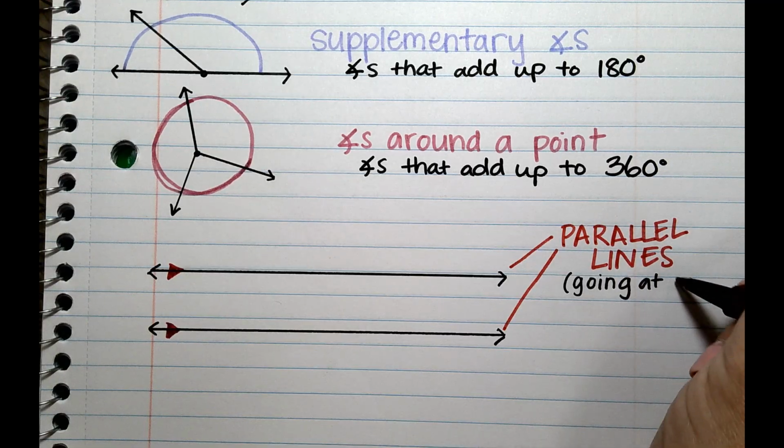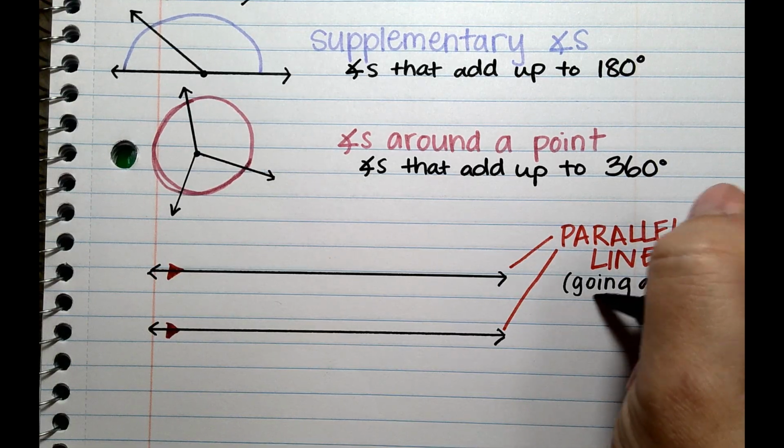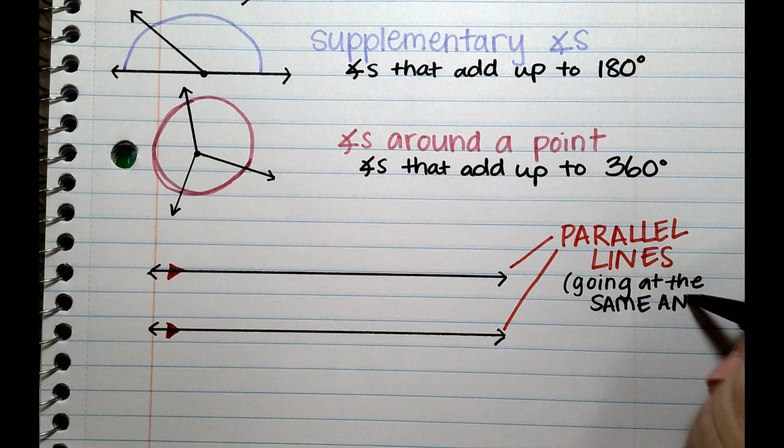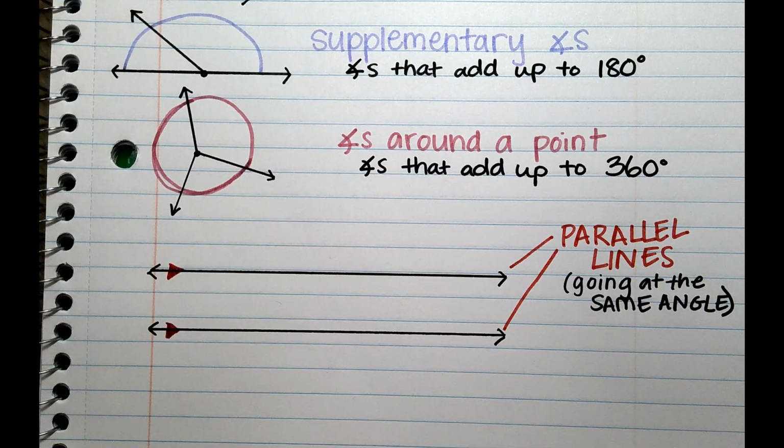Going at the same angle. Meaning, if I were to continue these lines in both directions forever and ever off to infinity, will these lines ever touch each other? No, never. They will never, ever touch. They're always going to be this exact distance away from each other.